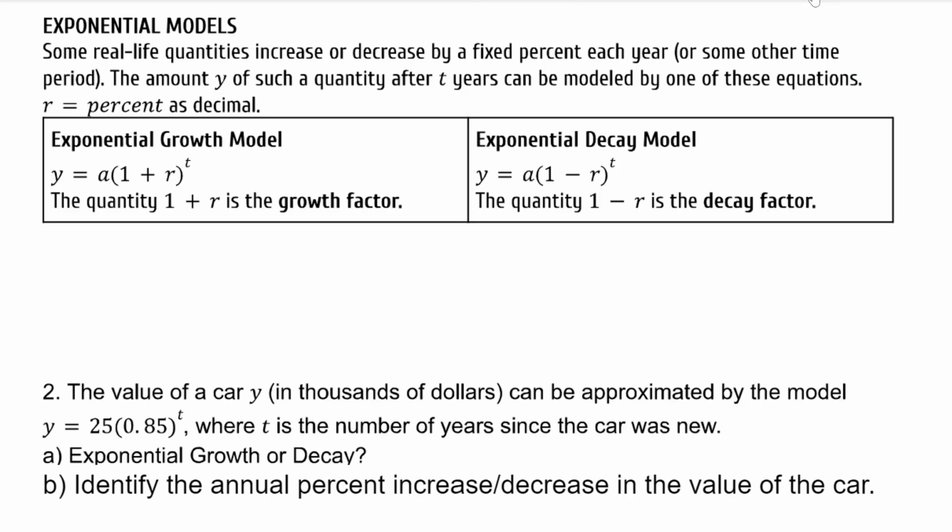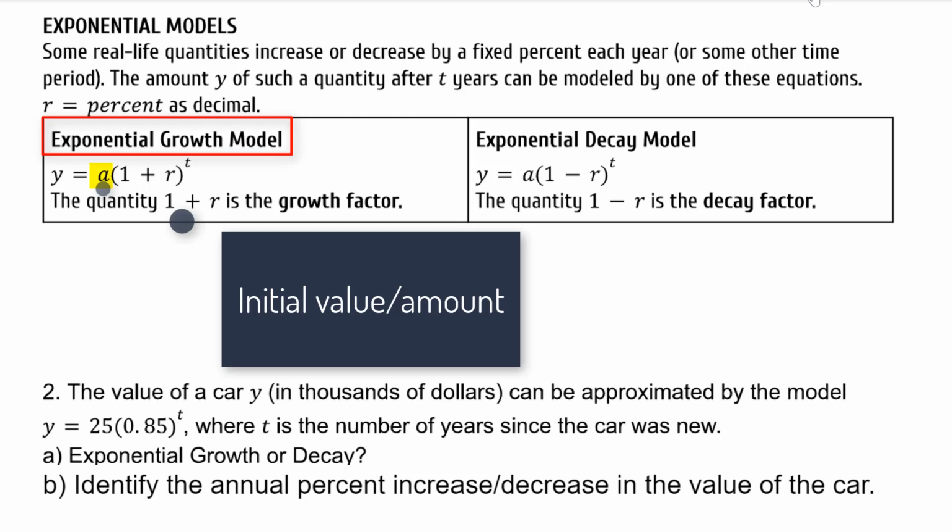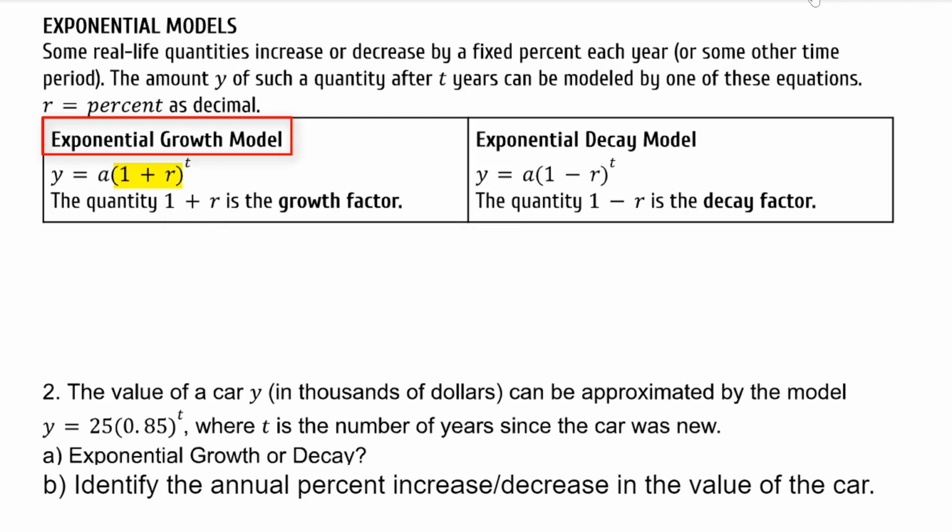Some real-life quantities increase or decrease by a fixed percent each year, or some other time period. The amount y of such a quantity after t years can be modeled by one of these equations. R is equal to percent expressed as a decimal. For an exponential growth model, we would take y equal to a, the initial amount, times 1 plus r to the power of t. The quantity 1 plus r is the growth factor. For exponential decay, we use 1 minus r, where 1 minus r is the decay factor.